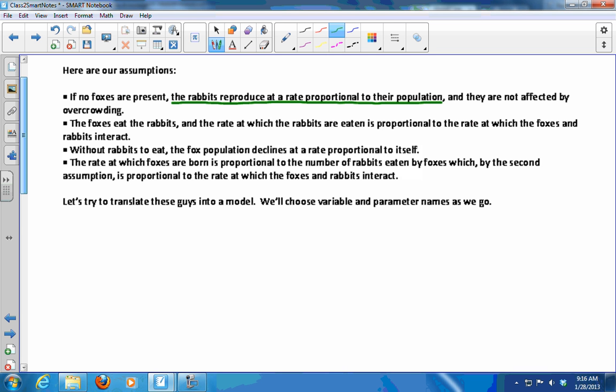The foxes eat the rabbits, and the rate at which the rabbits are eaten is proportional to the rate at which the foxes and rabbits interact. So how often they interact depends on how many there are.